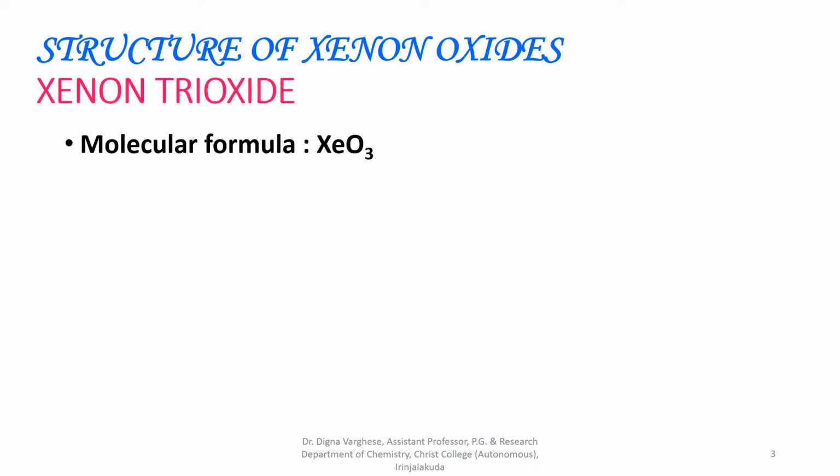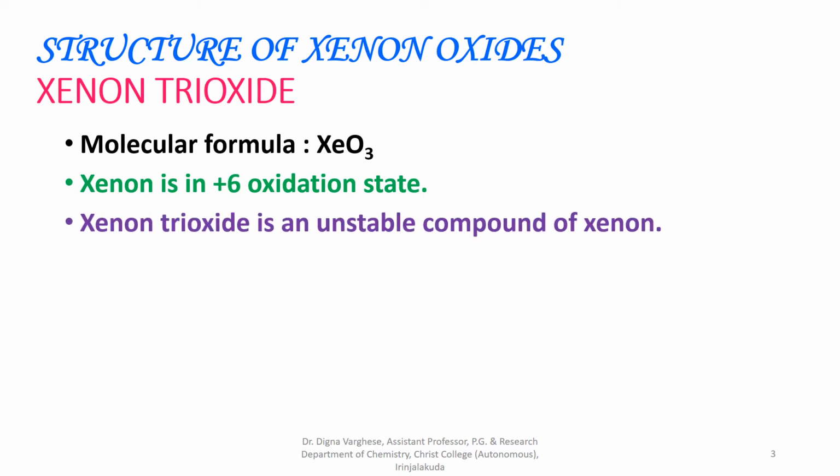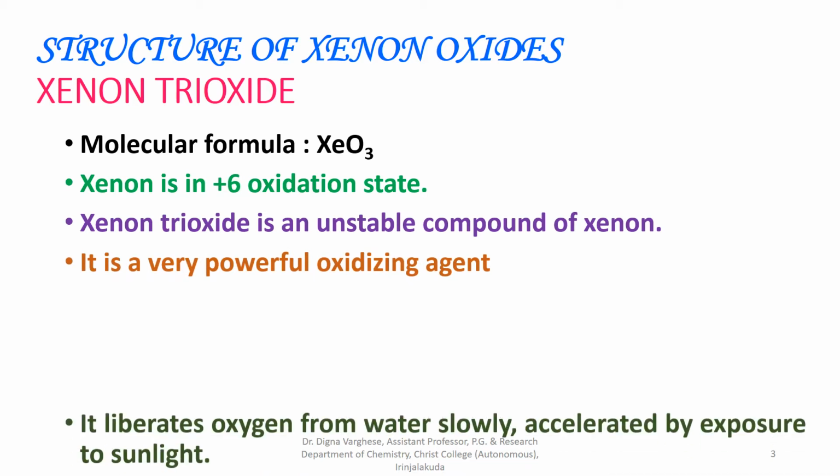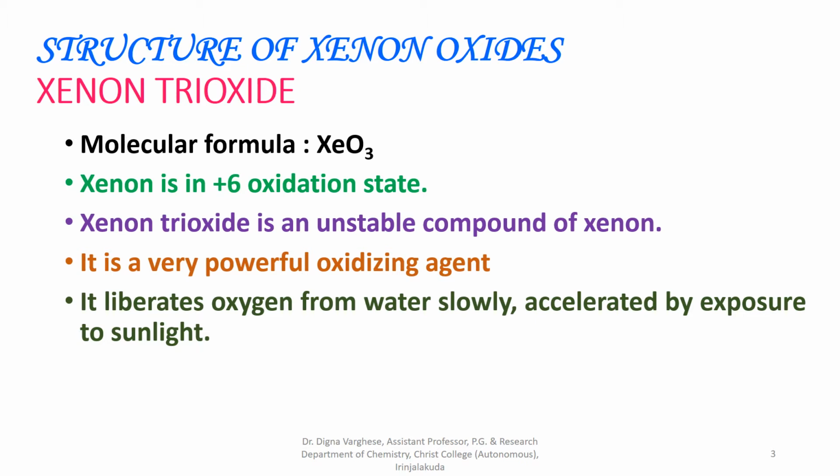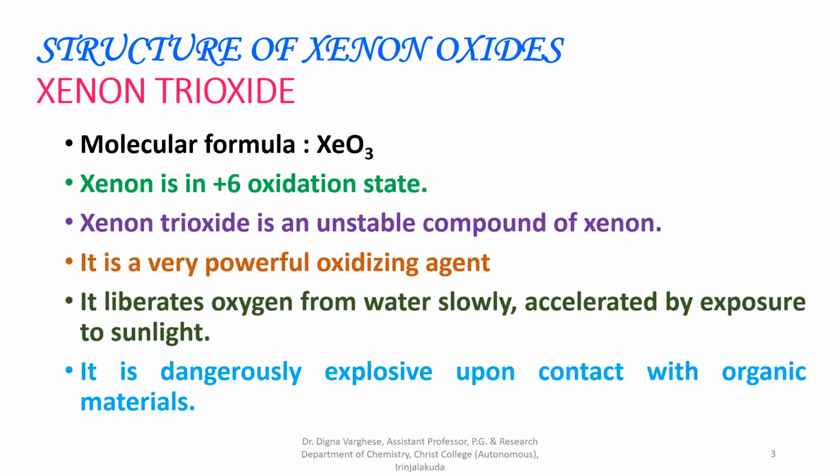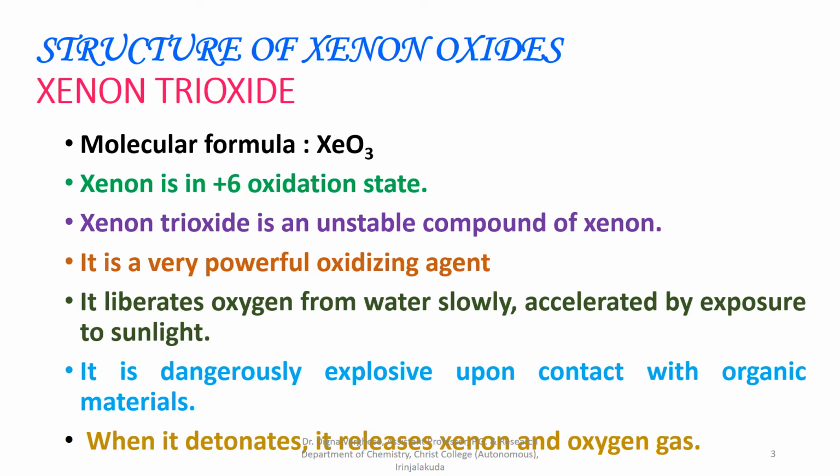Molecular formula of xenon trioxide is XeO3. In this compound, xenon is in +6 oxidation state. Xenon trioxide is an unstable compound of xenon. It is a very powerful oxidizing agent. It liberates oxygen from water slowly. It can be accelerated by exposure to sunlight. It is dangerously explosive upon contact with organic materials. When it detonates, it releases xenon and oxygen gases.